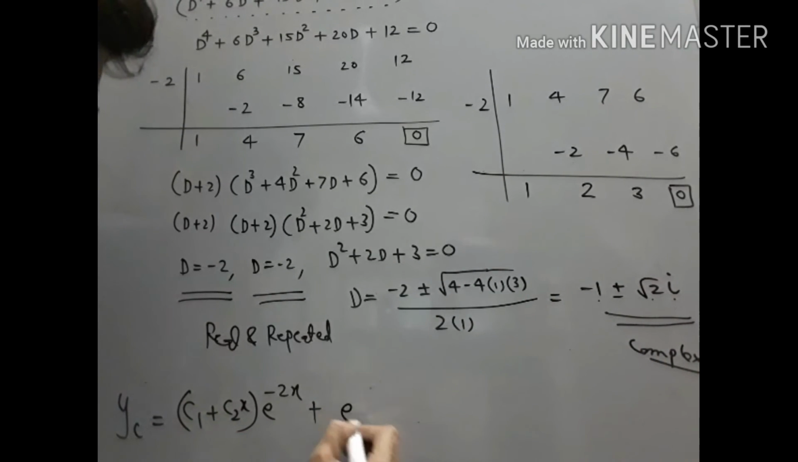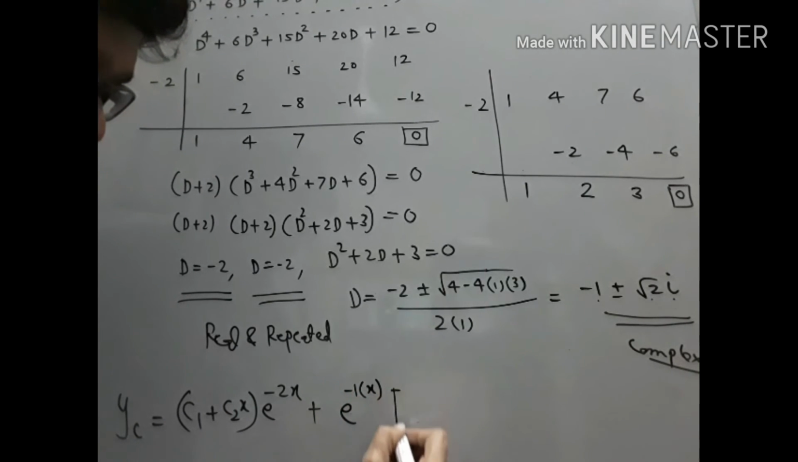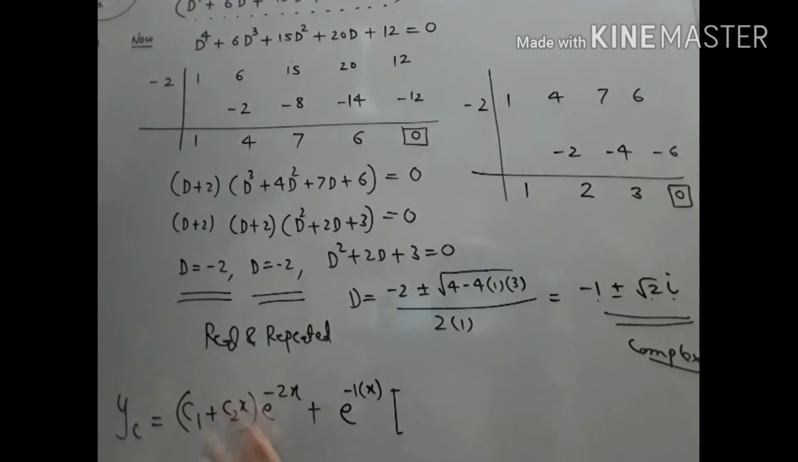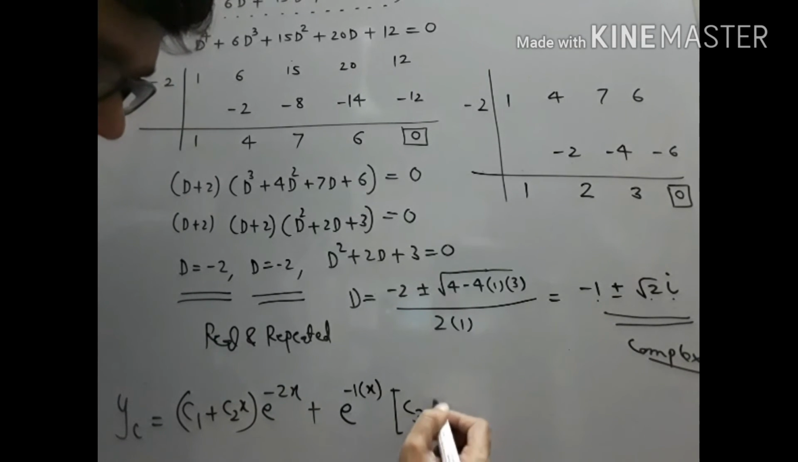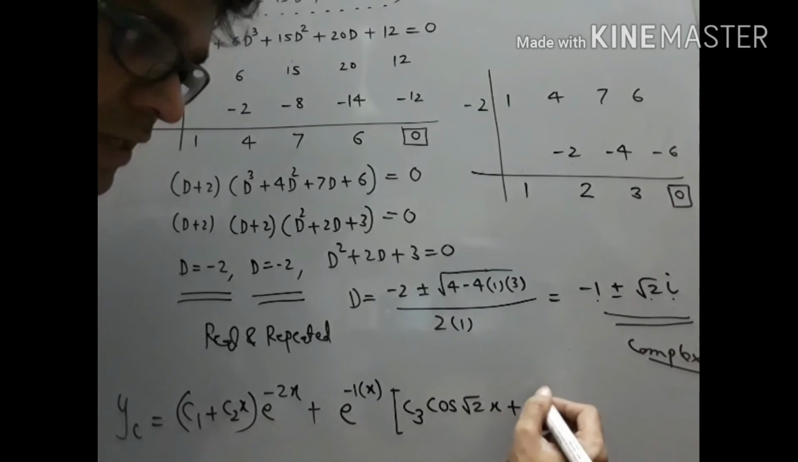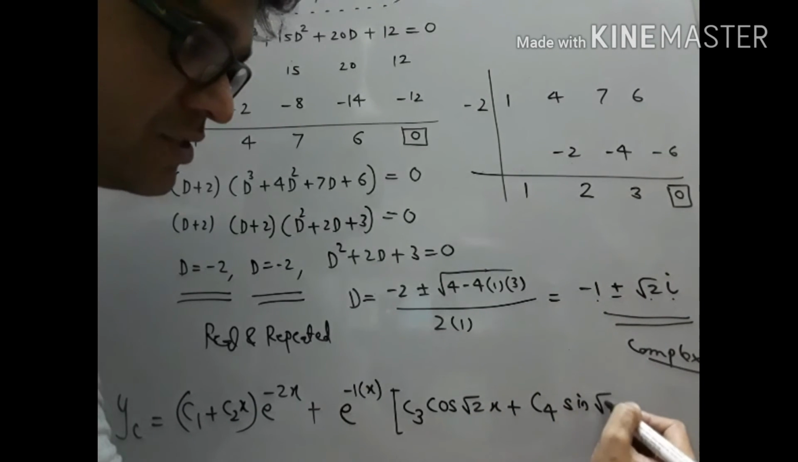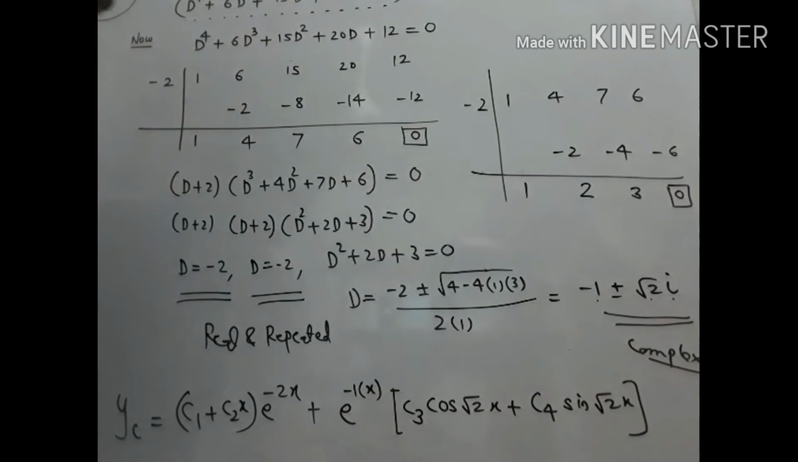So e raised to alpha x, that means e raised to minus x, into, since c1 and c2 are already used, let us use c3 cos beta x, where beta is root 2, so cos root 2x, plus c4 sin root 2x. So this becomes the solution of the given differential equation. Hope you understand, and this is helpful for your examination.